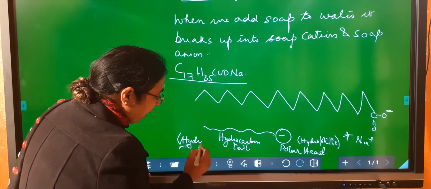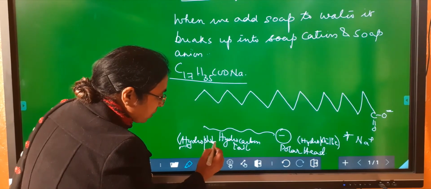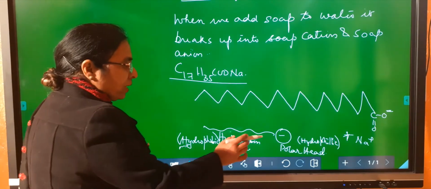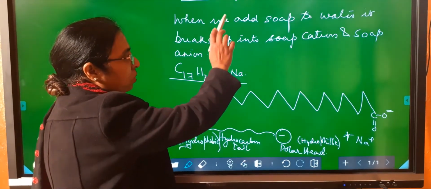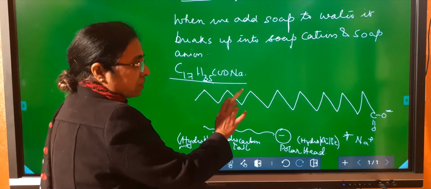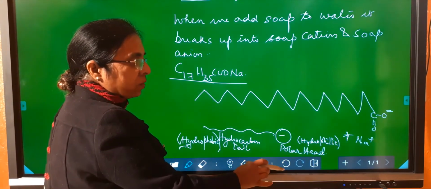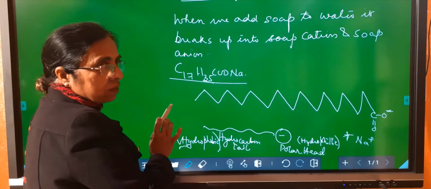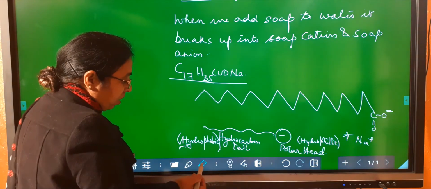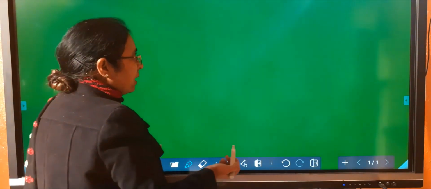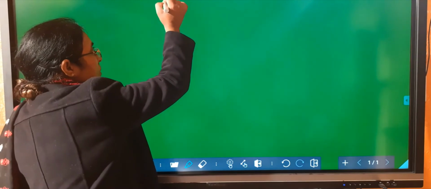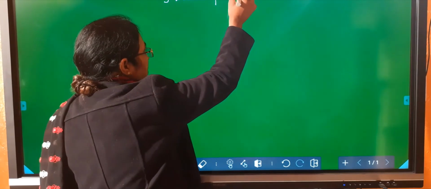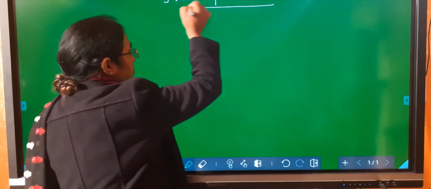This is the hydrophobic end. Alright, so what happens? We understand that one molecule of soap is C17H35COONa, and when you add it in water, this will dissociate into Na plus and the long anion. Now there is a term which we call micelle formation.